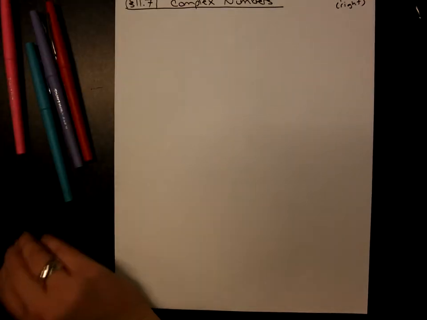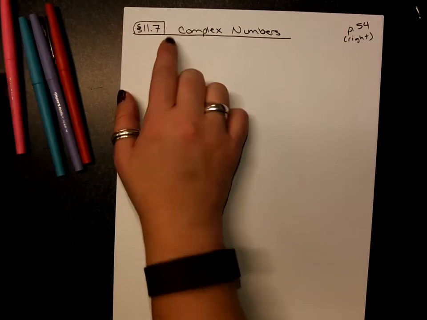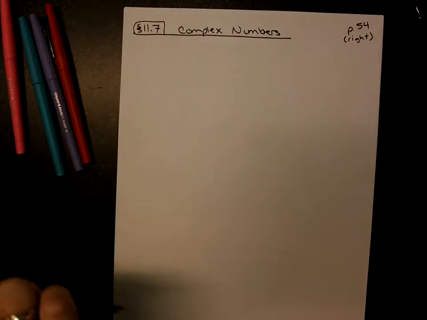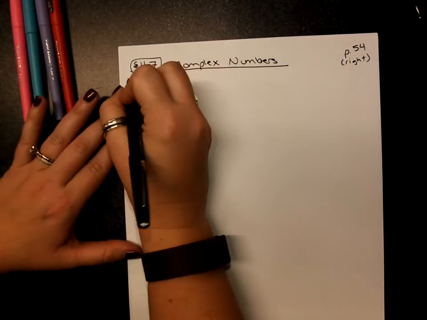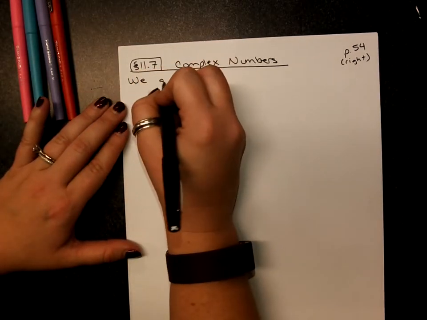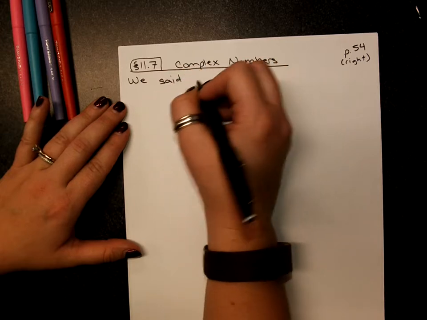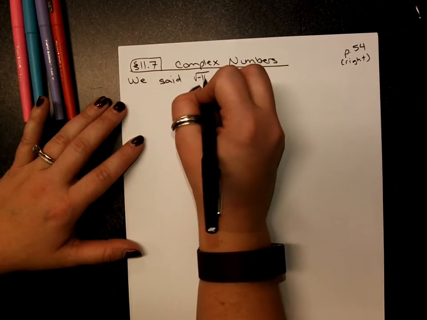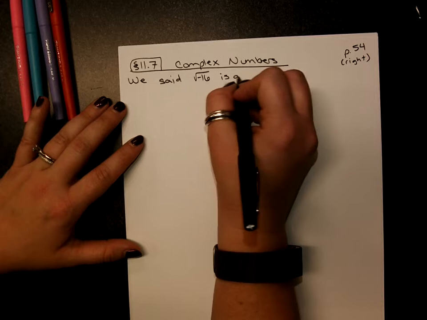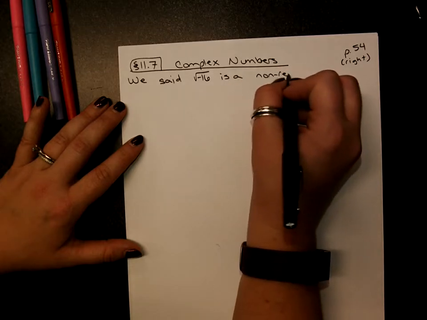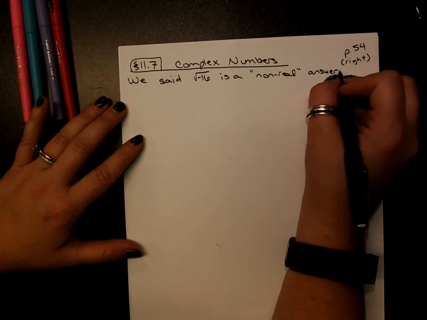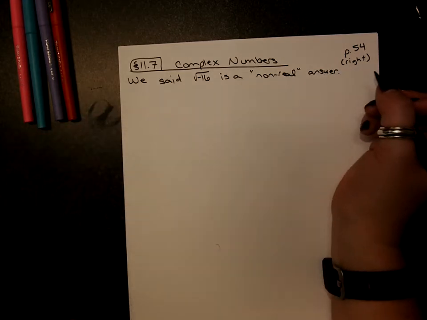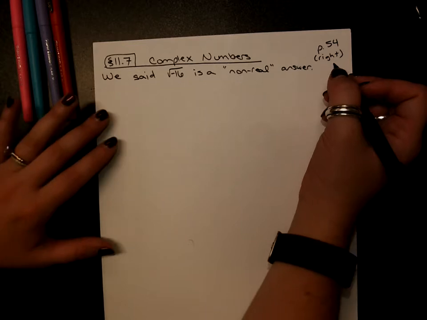Alright, so this lesson is from section 11.7 in your textbook. It is on complex numbers. We'll kind of ease our way into this. If you think back to the beginning of chapter 11, we said that the square root of negative 16 is a non-real answer. We didn't say it didn't have an answer, we just said it was a non-real answer.